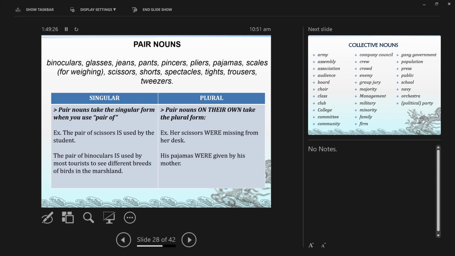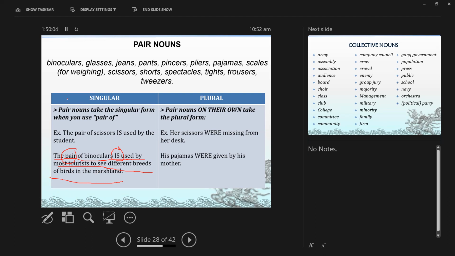Okay? Another example. The pair of binoculars is used by most tourists to see different breeds of birds in the marshland. The pair of binoculars is used. As you can see, we use singular form of helping verb because we're just talking about one pair. But if we change it to the pairs of binoculars are used by most tourists.